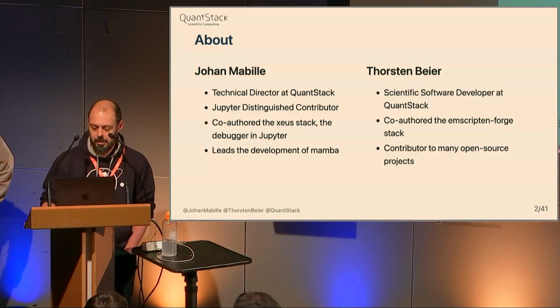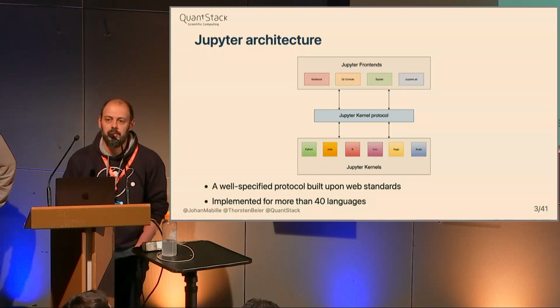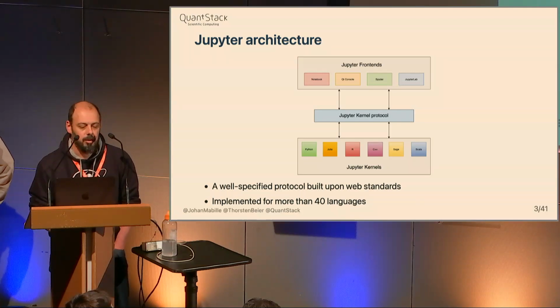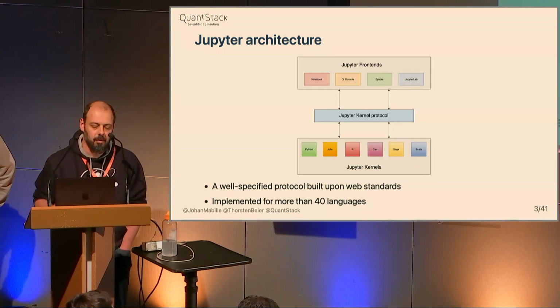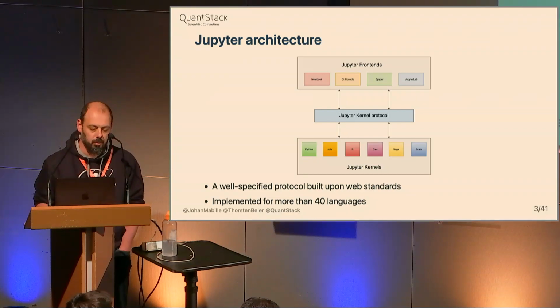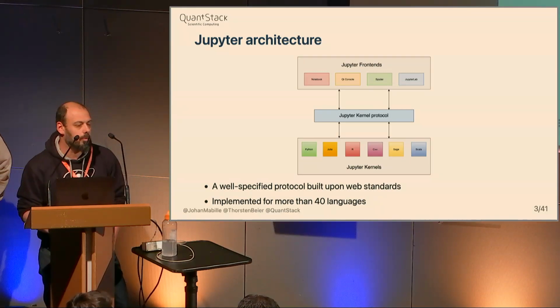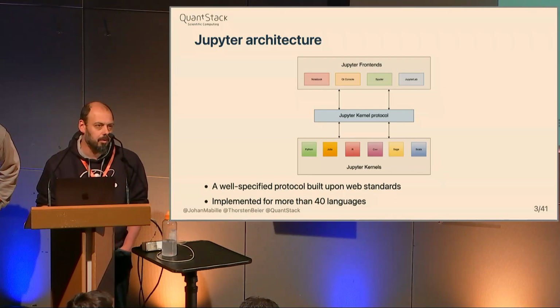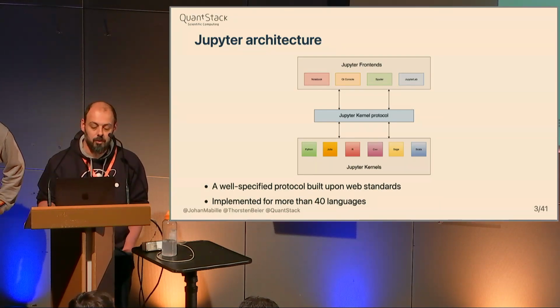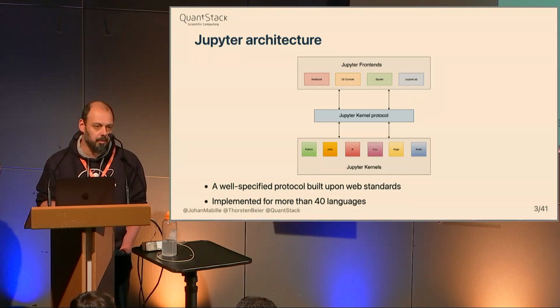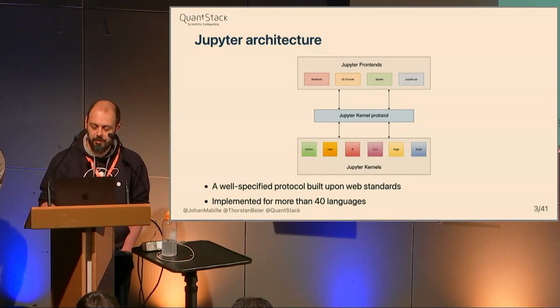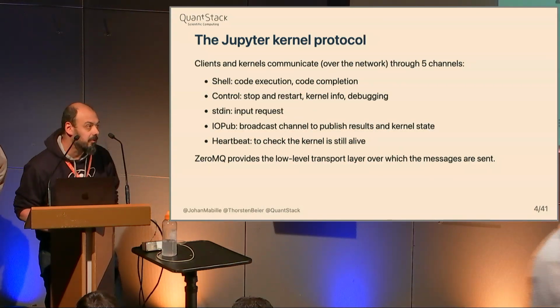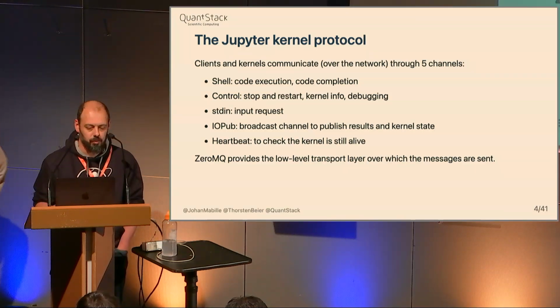So a few reminders of the Jupyter global architecture. Jupyter has been designed around the Jupyter Kernel protocol, which is a well-specified protocol built upon web standards, and it enables many clients, Notebook, JupyterLab, but also Spyder or Qt Console, to speak with lots of different kernels. Currently there are more than 100 kernels, supporting 40 different languages.